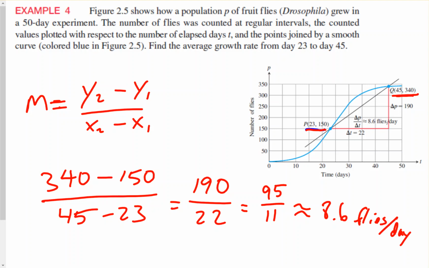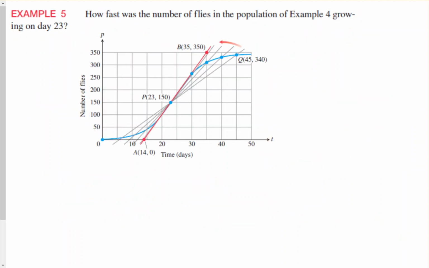Let's take a look at our next example. How fast was the number of flies in the population of example 4 growing on day 23? So on day 23, we examine and we see that we have a secant line here. And you could draw various secant lines. You see the other ones in gray. This one more or less matches the slope of that curve as you go up, you see how it kind of matches that slope. We're going to be using that.